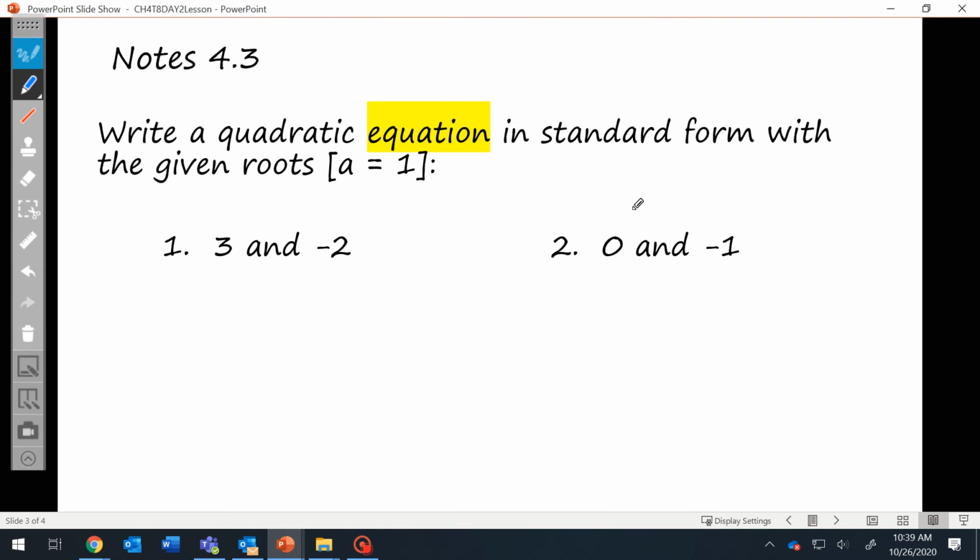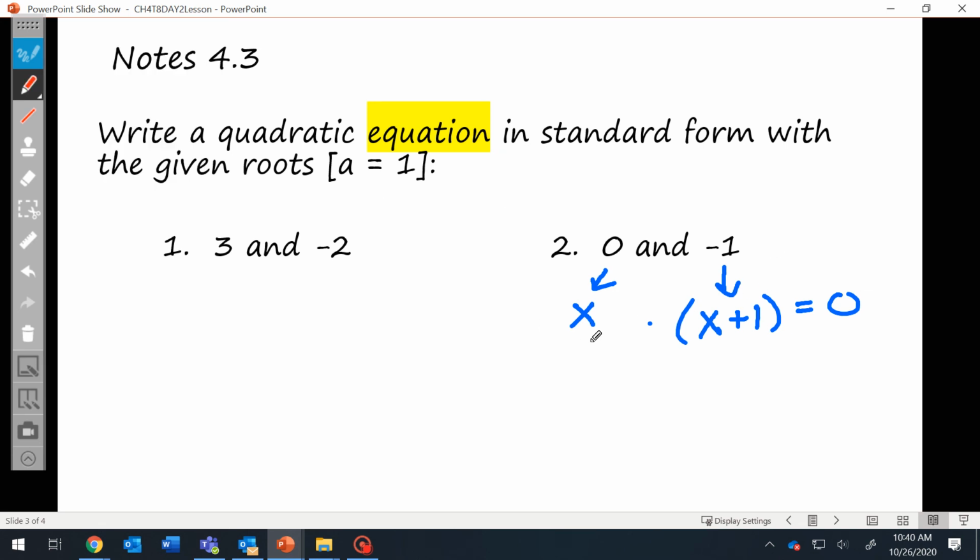Alright, so number 2. The solutions need to be 0 and negative 1. Well, 0 implies that the factor is just x, the first factor. Because if x is the first factor, then the solution would just be 0 for that factor. Negative 1 implies that the factor is x plus 1. Because negative 1 would make this factor equal to 0. So my equation is x times x plus 1 equals 0.